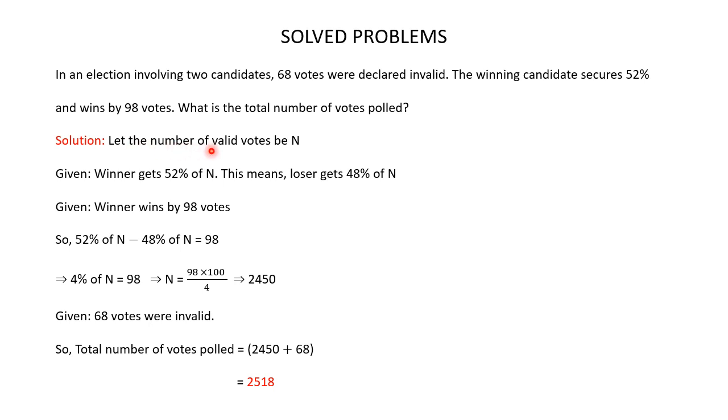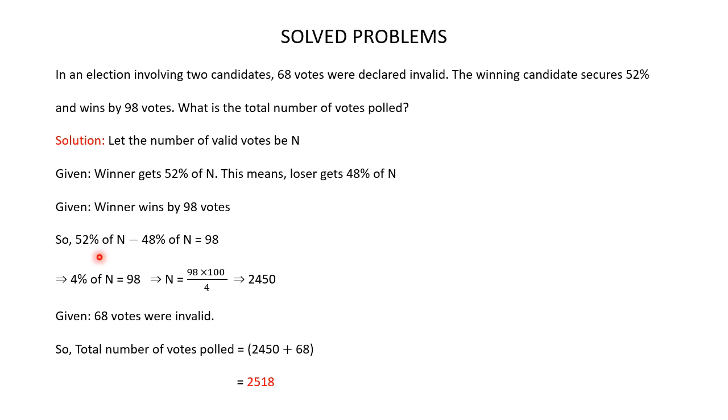So let the number of valid votes be n. It's given that the winner gets 52% of the valid votes. So the winner gets 52% of n. This means that the loser gets 48% of n. Now it's given that the winner wins by 98 votes. This means that the difference between the votes got by the winner and the loser is 98.